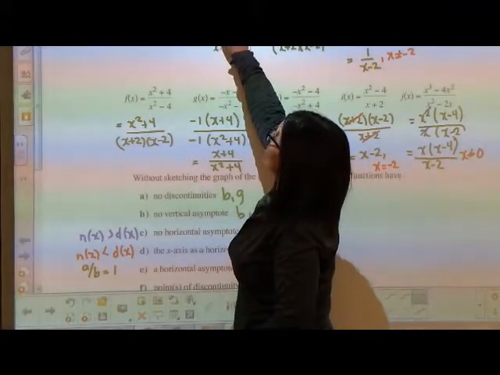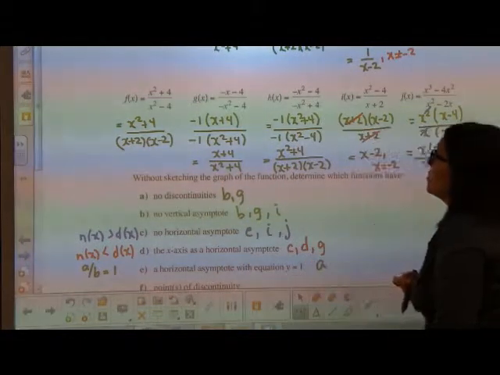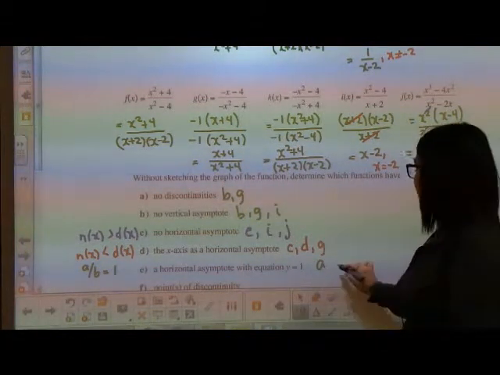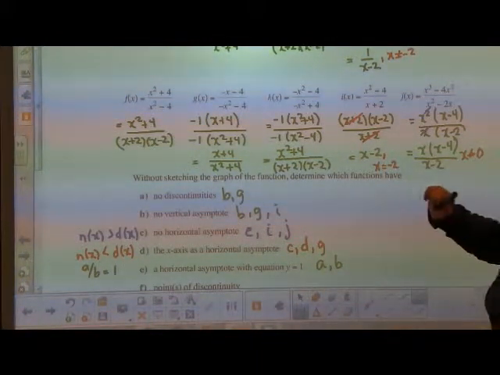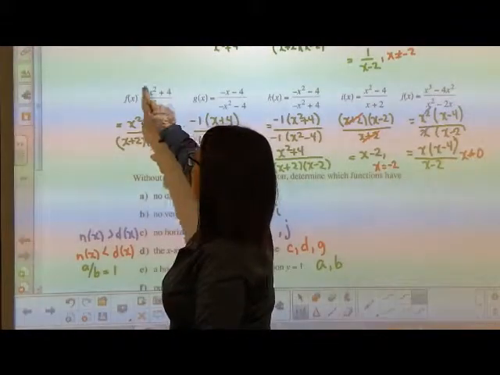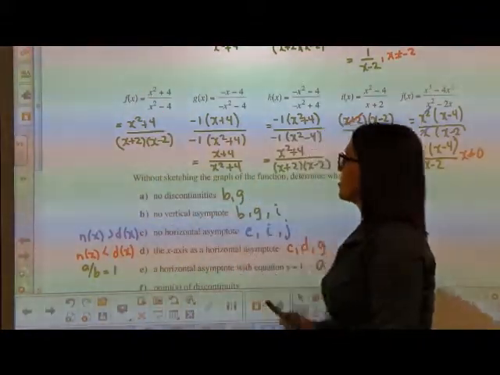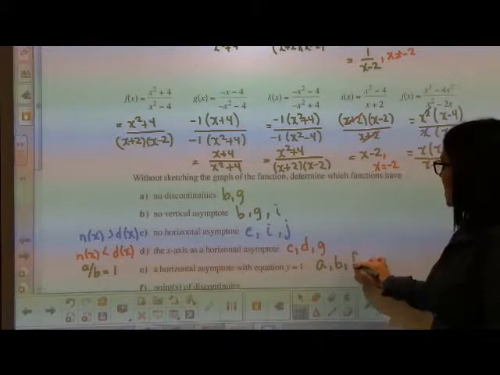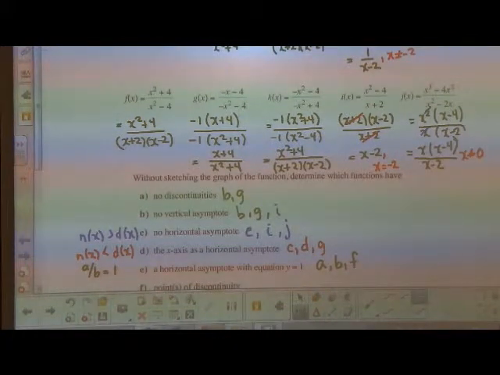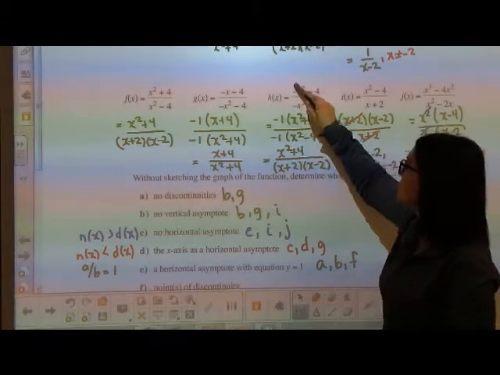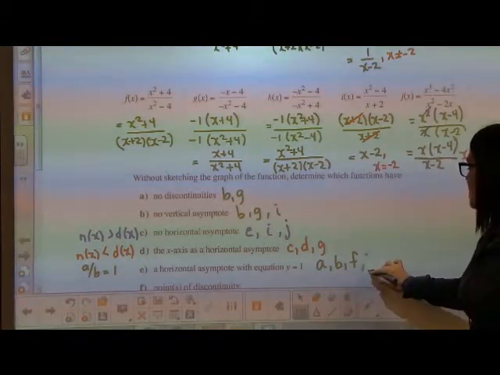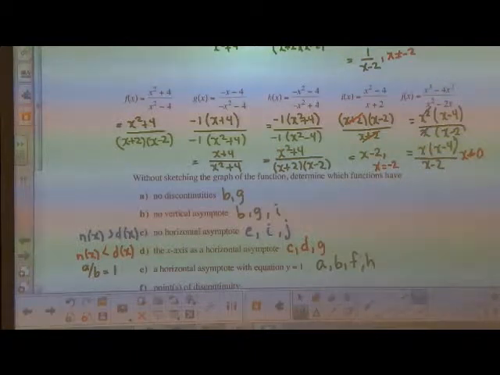In this one, they're also both the same degree too. Leading coefficients are the same, so that would give me the equation y equals 1. C is no, D is no, E is no, F. The degrees are the same. Leading coefficients are the same, so I will get the equation y equals 1. And H, the degrees are the same, and the leading coefficients are both negative 1s. So that also gives me y equals 1.